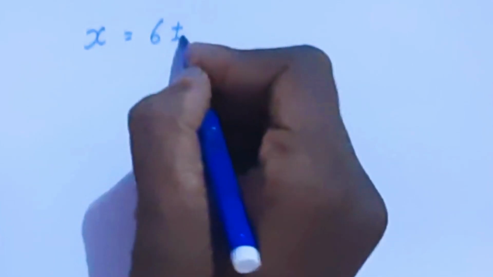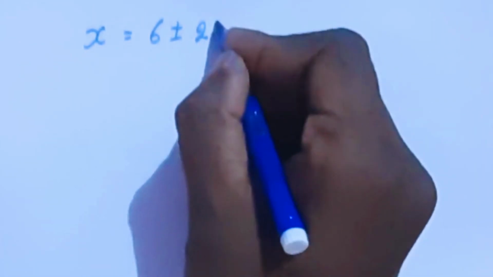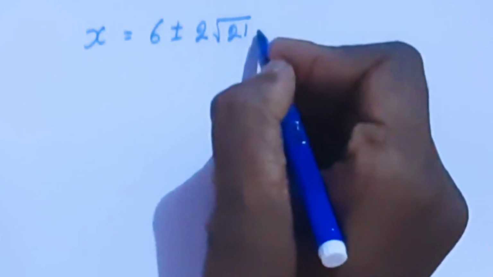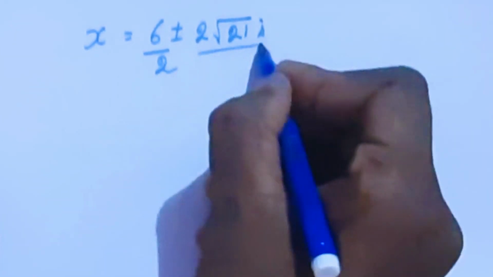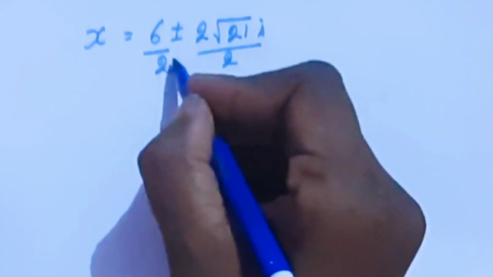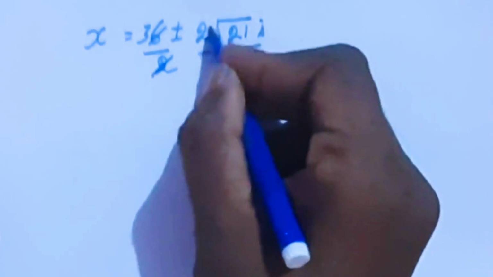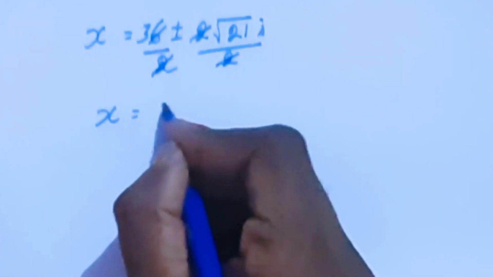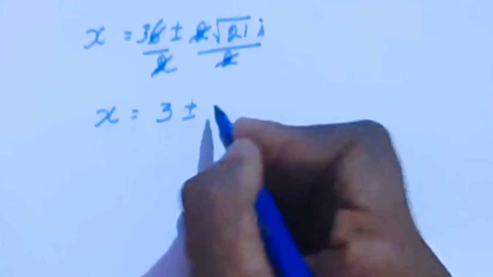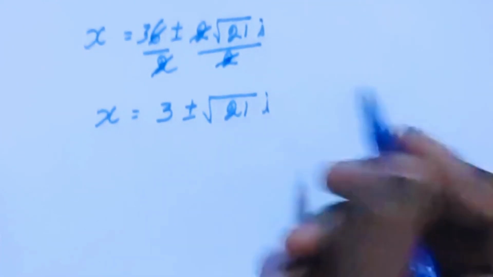Six ± 2√21 i, here by 2, here 2. Now simplify this, we'll get 3, here this cancels each other. Now we have x = 3 ± √21 i.